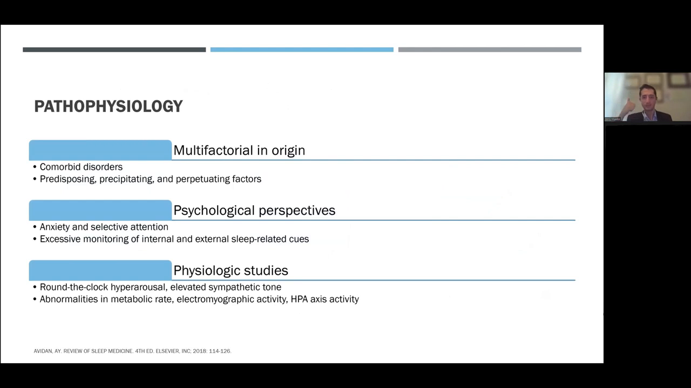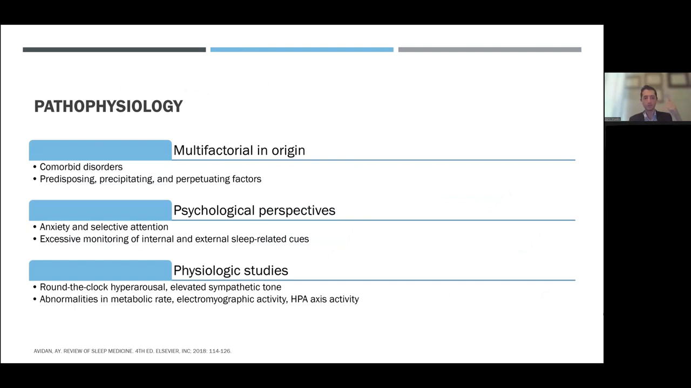So what is the pathophysiology? That's what we want to get to in order to be able to assess insomnia and properly diagnose it. It could be multifactorial, like I said. There could be comorbid disorders. And the tenets are the 3 Ps that lead to an insomnia condition that becomes chronic.